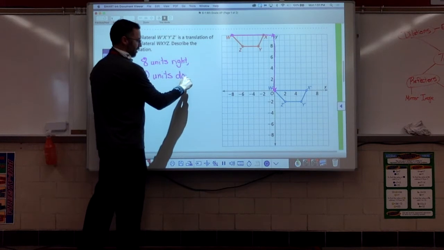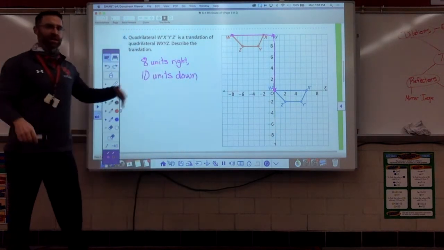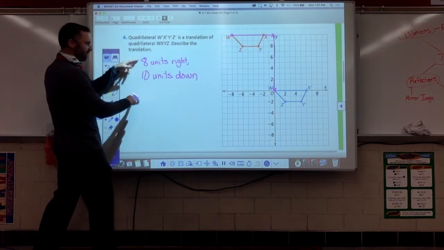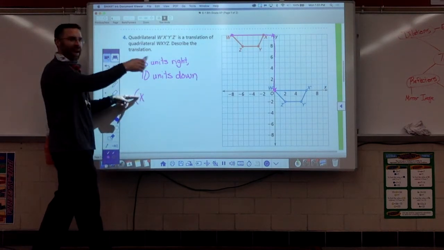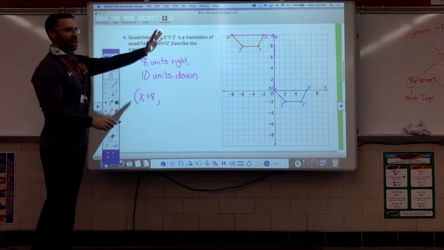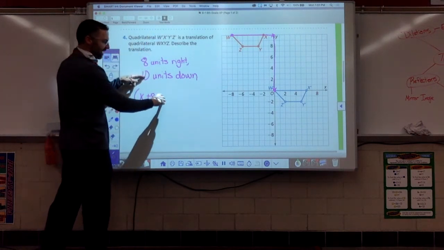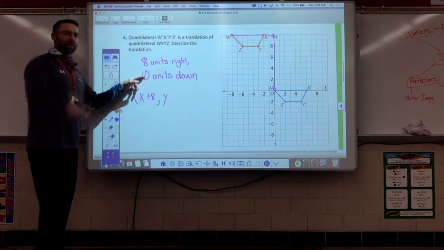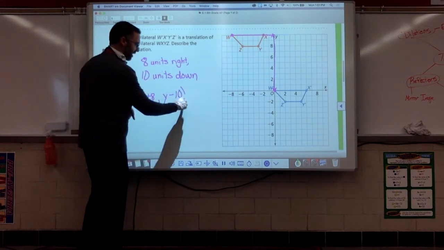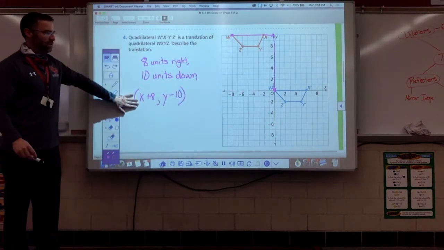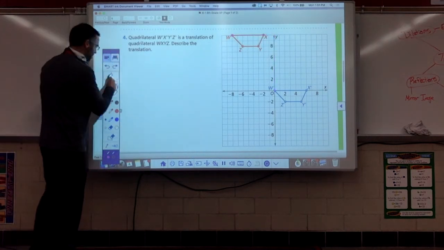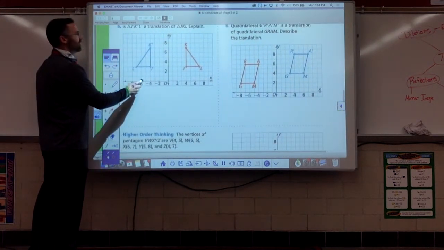Okay? There is the rule for this translation. You guys know me, I want to take it one step further. 8 units right: to the right, we're adding 8. We're moving in a positive direction. So we're adding 8 to the x value. 10 units down: our y value, we need to make it smaller by 10, or go down 10. That means we're going to subtract 10. Here it is in words, here it is with symbols. There you go. Okay, moving on down.